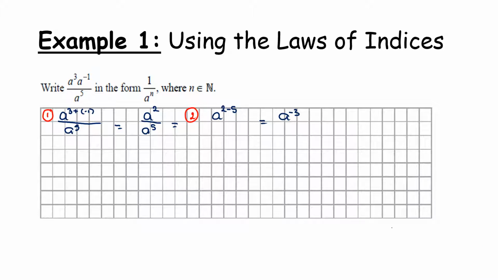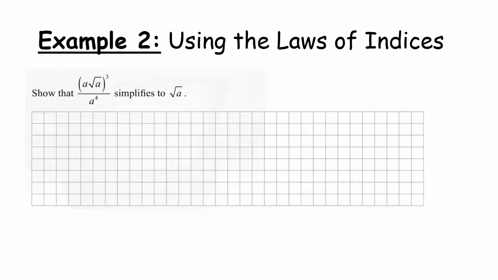So we now have a to the power of minus 3, and in this case we're going to use law 5. Law 5 states that if we have a to a negative power, we can do 1 over a and the power then becomes positive. And we have worked it through. So we now have it in the form of 1 over a to the power of n, where n is a natural number, and in our case n is 3.